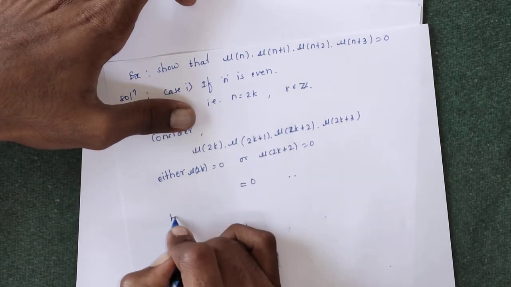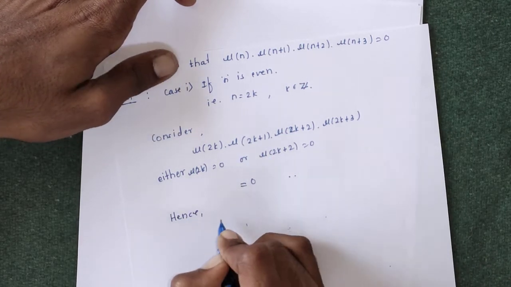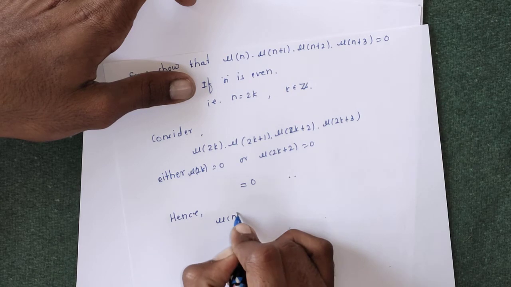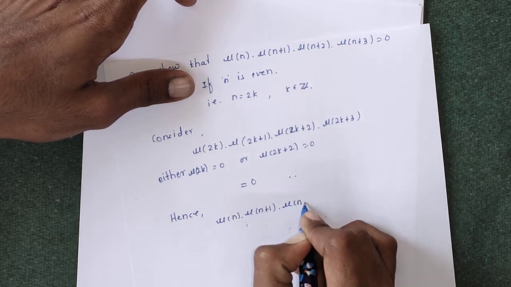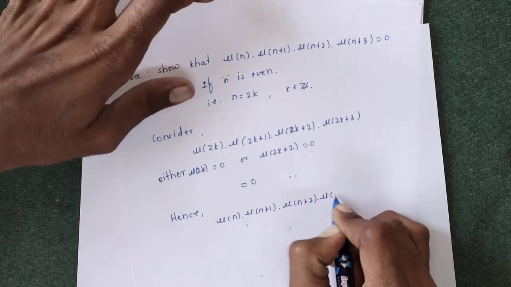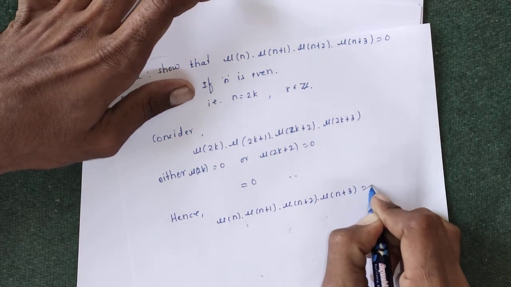So hence in this case we get mu of n into mu of n plus 1 into mu of n plus 2 into mu of n plus 3 is equal to 0.